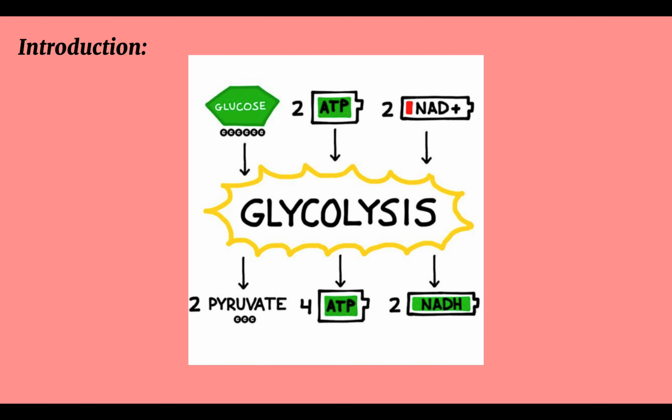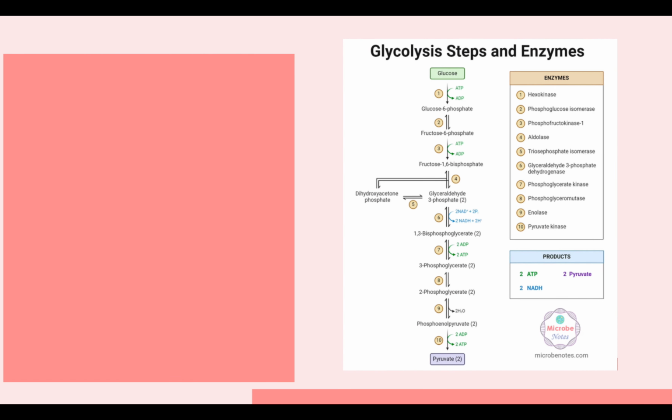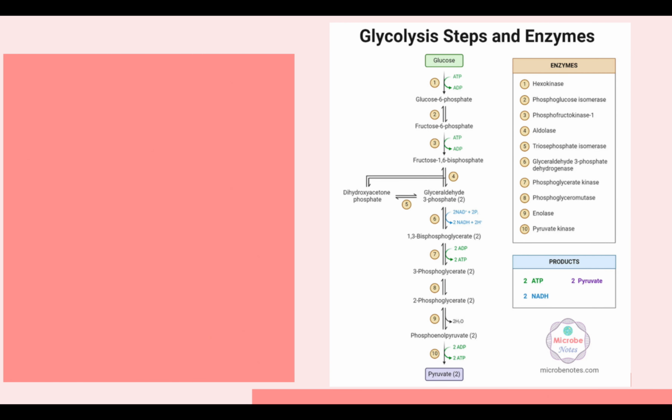Glycolysis is a highly conserved process across different organisms, reflecting its fundamental role in biology. This process involves 10 enzyme-catalyzed reactions. Key enzymes in glycolysis include hexokinase, which phosphorylates glucose; phosphofructokinase 1, the rate-limiting enzyme, which phosphorylates fructose 6-phosphate; and pyruvate kinase, which catalyzes the final step, converting phosphoenolpyruvate to pyruvate.